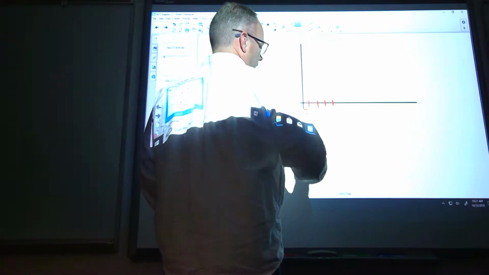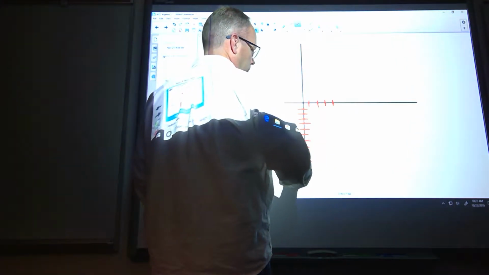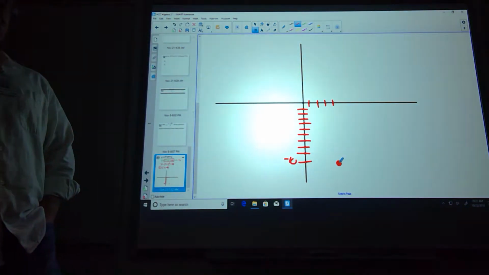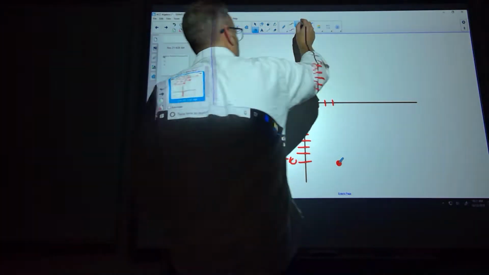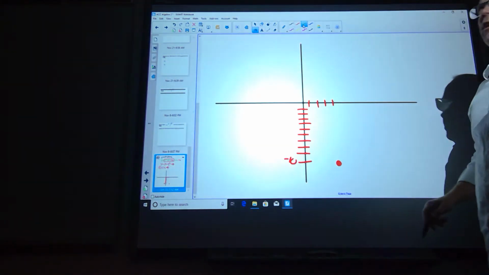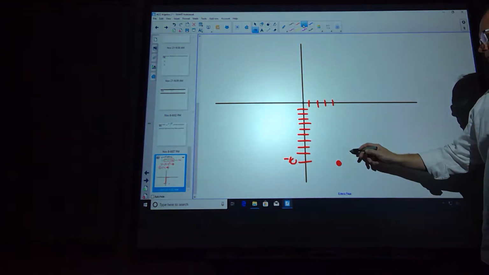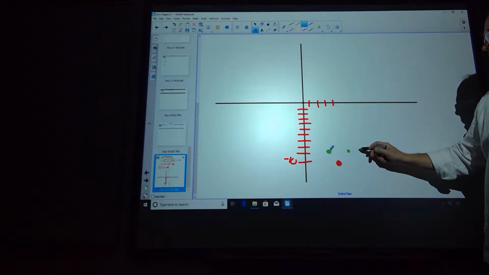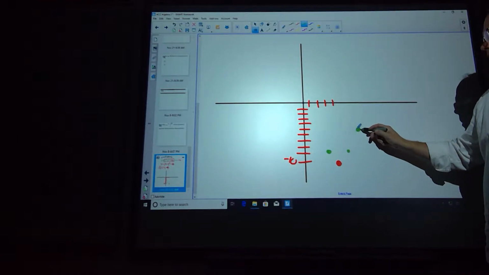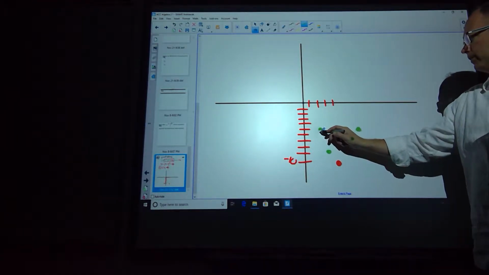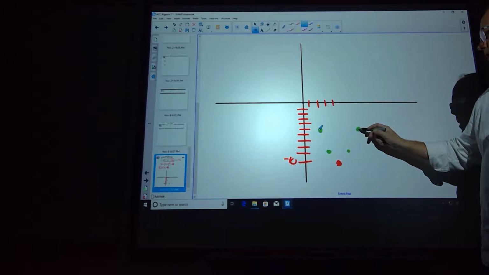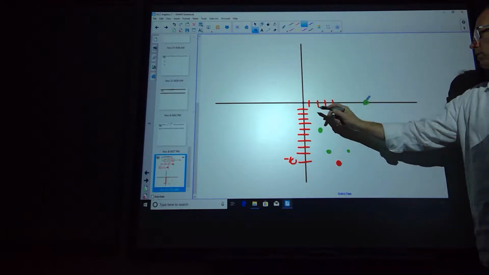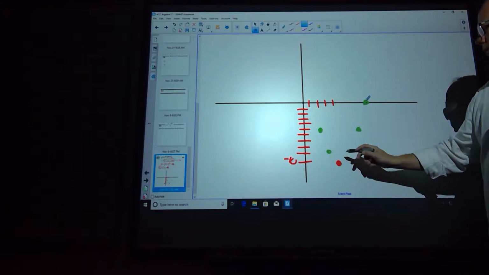6, 7, 8, 9, 10. We agree with that as far as the vertex. And if I pattern graph, the lead coefficient was 1, so I'm going to go right 1 up 1, left 1 up 1, right 1 up 3, left 1 up 3, right 1 up 5. And then, let's see.